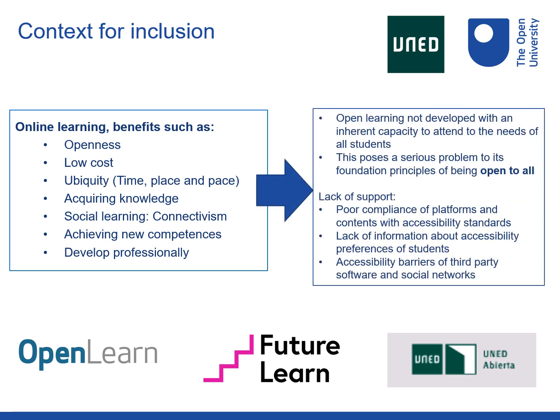But we have to realize that open learning is not designed with the capacity to attend to the needs of all students, and that's a big problem. We want to keep them open to all. So accessibility is a problem because there is a lack of support in terms of poor compliance with accessibility standards. There is a lack of information about accessibility preferences in these courses, and you can find many barriers in third-party software and social networks.